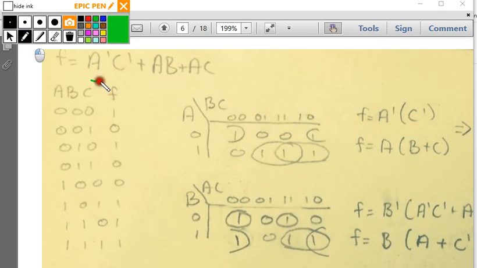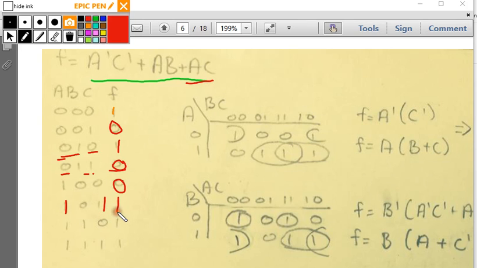All right, so A naught C naught, or AB, or AC. Let me make this red so it's even. So 0, 0, 0 is 1. 0, 0, 1 is 0. 0, 1, 0 is A naught C, so there you go, you got 1. 0, 1, 1 is A naught, so that meets the condition, so it's a 1. 1, 0, 0 is 0. 1, 0, 1 meets AC, so it's a 1. 1, 1, 0 meets B, so it's a 1, and then 1, 1, 1 also meets AB and AC, so it's a 1. So it's 1, 0, 1, 1, 0, 1, 1, 1.